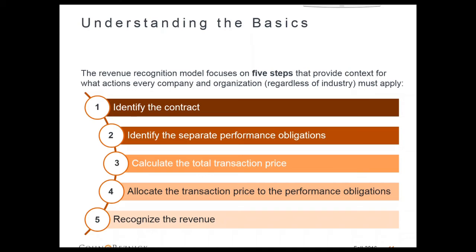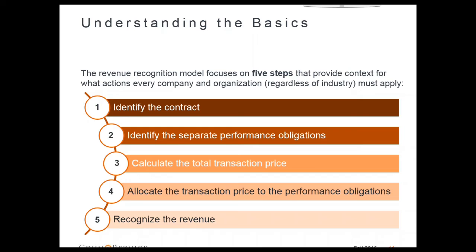With respect to the second step, the ASU also states that a seller should identify any performance obligations within a contract and then allocate a portion of the total contract price to each distinct performance obligation. The third step can be challenging, even in fixed price arrangements. This is due to the fact that the new standard requires companies to consider potential discounts, concessions, rights of return, liquidated damages, performance bonuses, and other forms of variable consideration when calculating the transaction price.